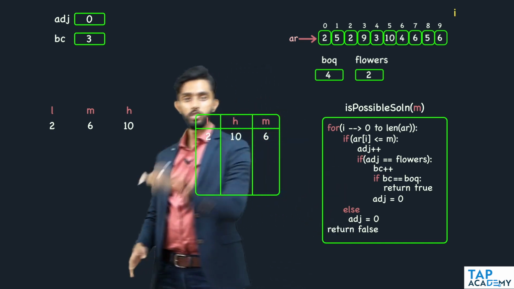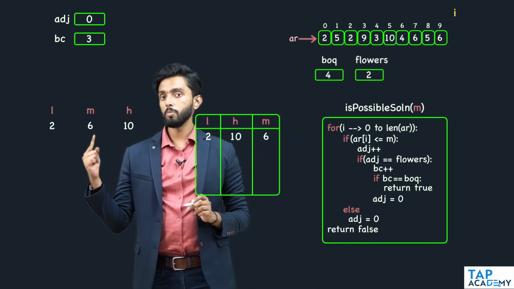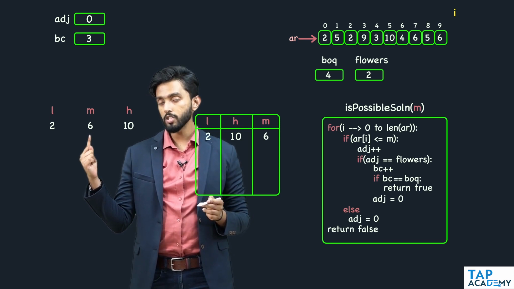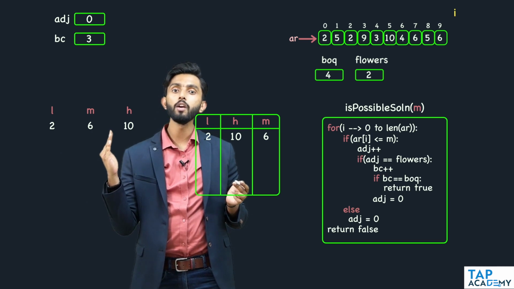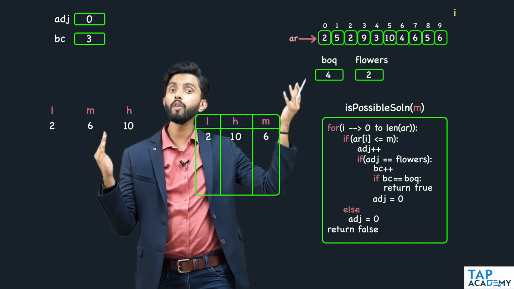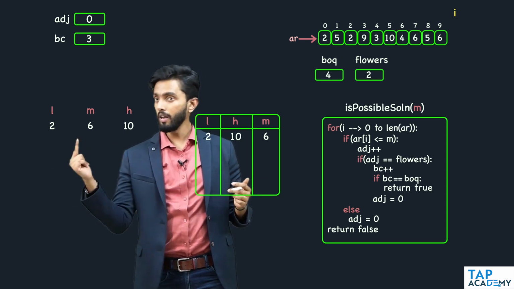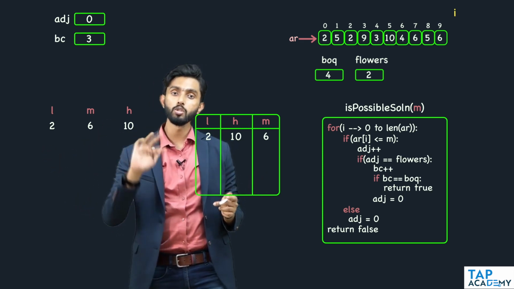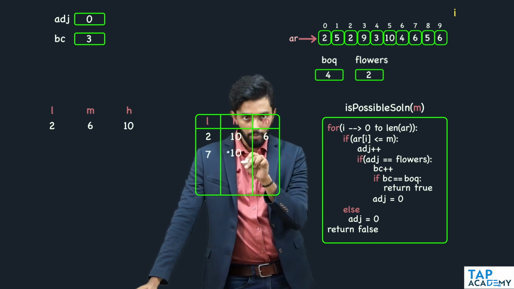Now return false means, come look at this. On the 6th day you check if it's a possible solution. No, you couldn't make enough bouquets. So if you have common sense, will you try to reduce the day or increase the day? Obviously you have to increase the days, only then more flowers will bloom. So tell me, should search go to the left or to the right? To the right. Right means low should become mid plus 1, and that is what I am also doing. Low becomes mid plus 1, high remains the same.